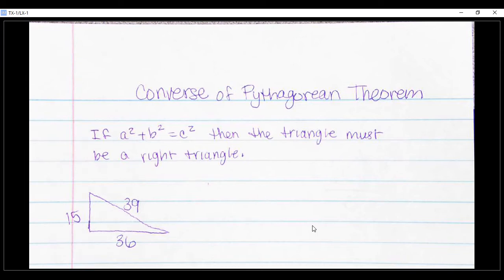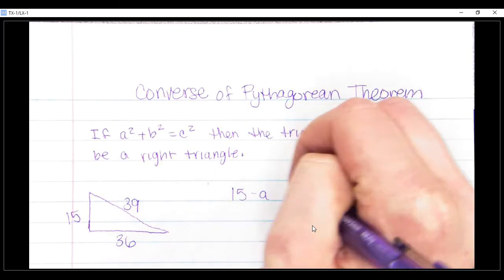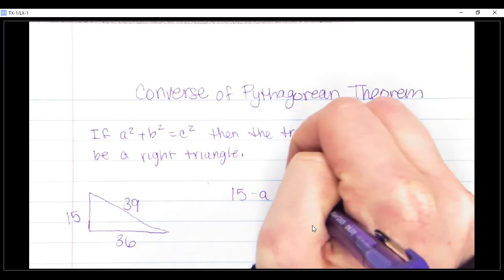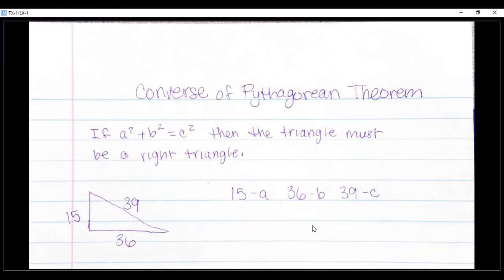So taking a look at our example here, you might be asked, is this a right triangle? In order to identify it, we're going to do what we did before, which is identify A, B, and C. And remember, C is always the longest side. So I will say that 15 is my A, 36 is my B, and 39 is my C. Because 39 is the largest side, that's why it has to be C.